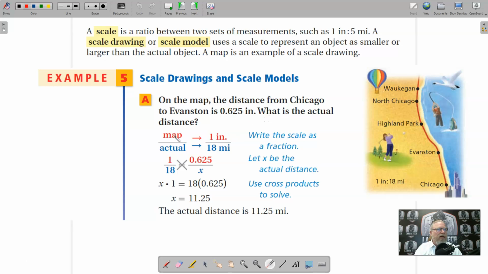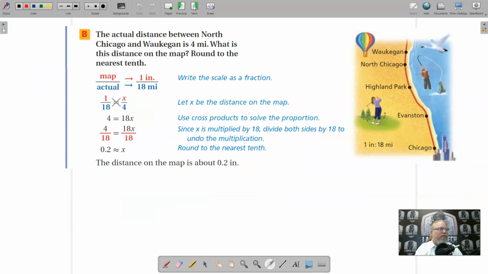So we know that we're going to have the map is to the actual distance here. So 1 inch is to 18 miles. And so what is it on the actual map? When we measure it on the map, we would get 0.625. So the actual distance is what's missing. So now we use cross products. 1 times x is going to be x. 18 times 0.625, that we see right here, is going to be 11.25. So the actual distance in real life is 11.25 miles.